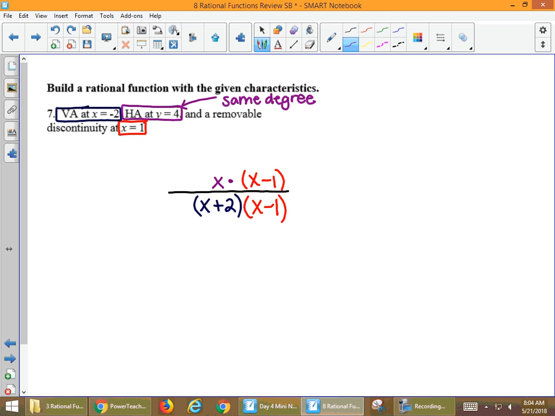You can make it a little x minus 2. As long as it doesn't cancel the x plus 2, you're good. And then I need the same degree, and I need my leading coefficients to be 4 over 1. So I would do that directly there, 4 over 1. You could also make it 8 over 2 or 16 over 4. Just make sure you don't throw a negative in there.